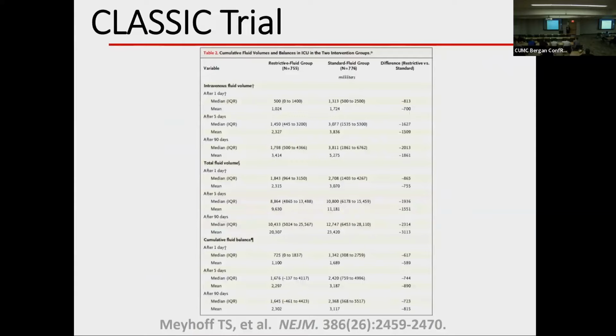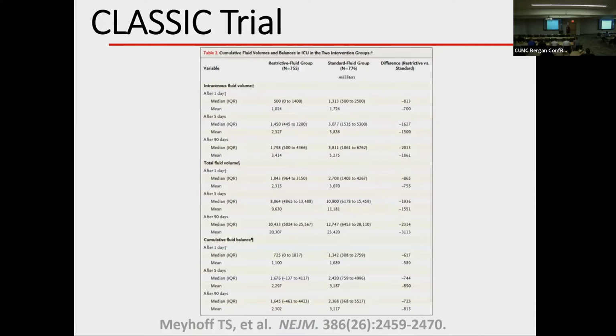And it turns out that in the first hour, it's about a liter mean in the restrictive arm, and not quite 1.7 liters in the standard fluid group. If you go through 5 days, it's like 2.5 versus 3.5, almost 4. And if you go all the way, I guess it's in the middle, total fluid volume, that includes enteral feeds, that includes things with IV meds, that includes all of that.